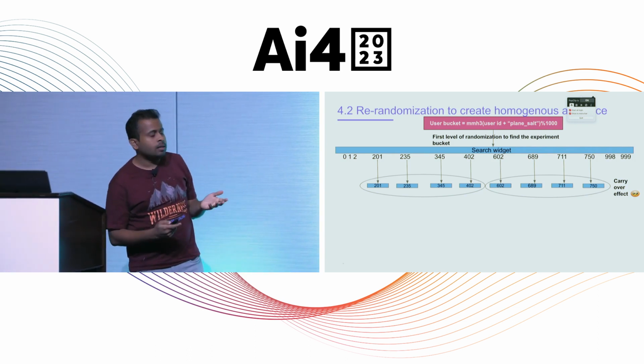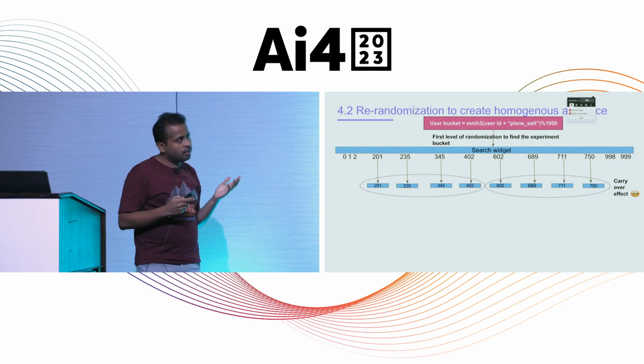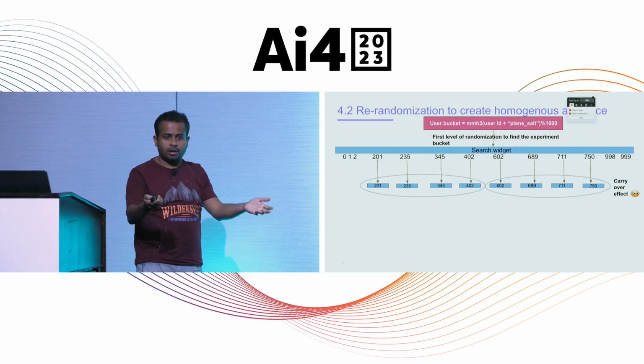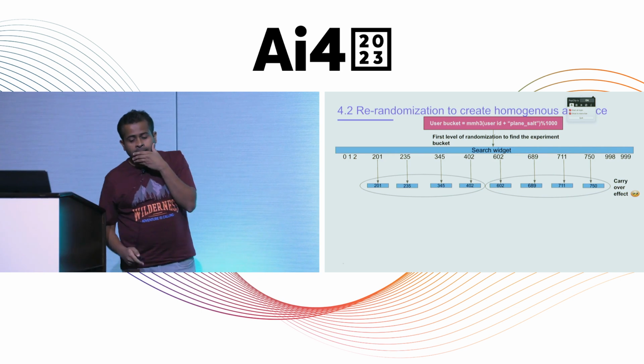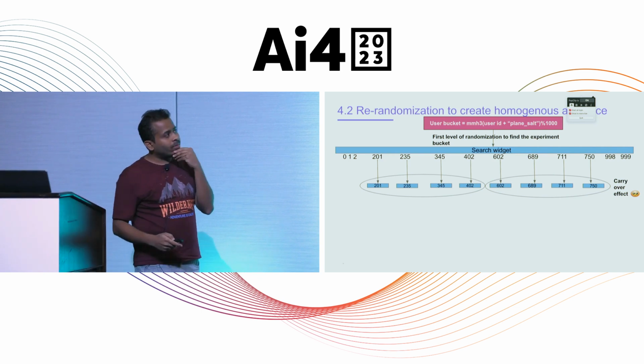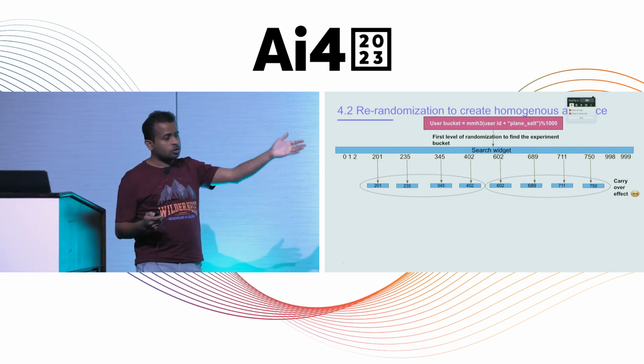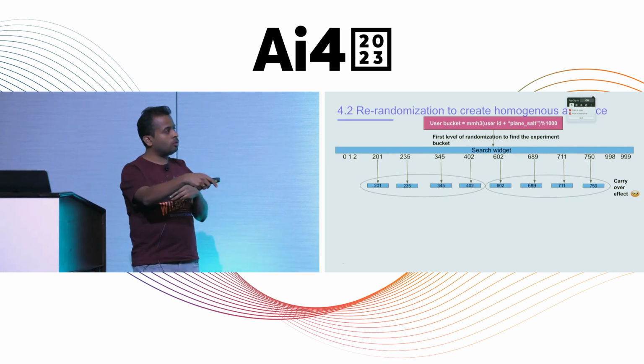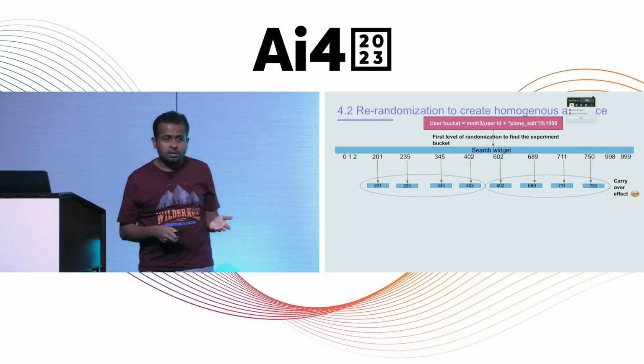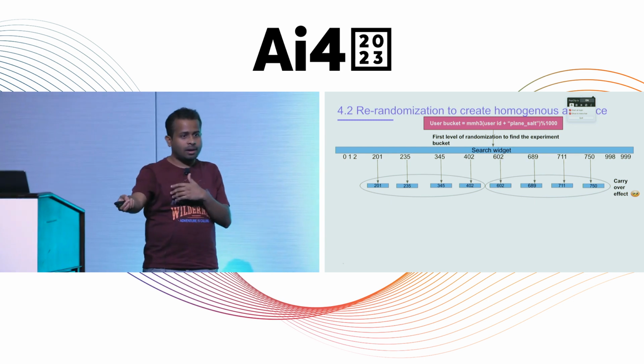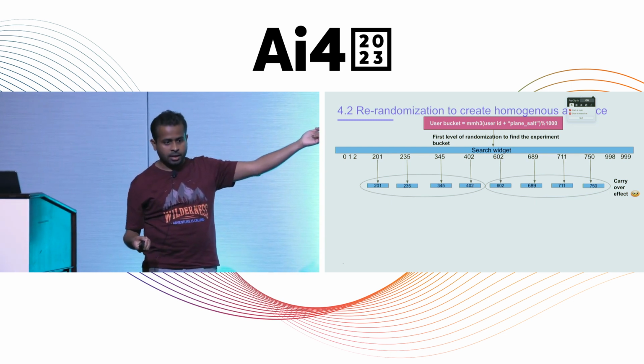Very simple idea. But the issue is that there is something called the crossover effect, or carryover effect. What do I mean by that? It can so happen that the first 4 buckets were part of some other experiment in the past, and this new experiment can be biased by that experiment, right?